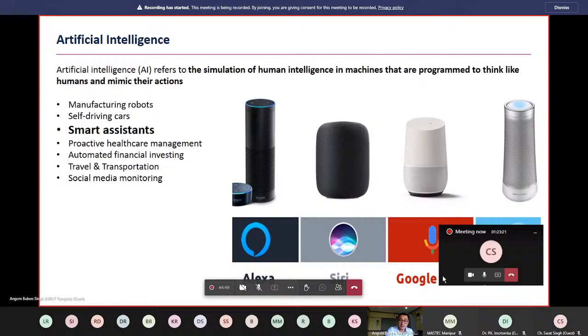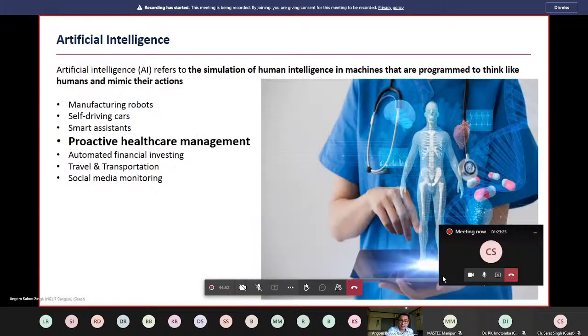And AI is also used in health, like healthcare management. Earlier, it was a reactive kind of thing. When we get ill, there is a symptom, we go to the doctor. Now, AI can be used for proactive healthcare management. That is, before we fall ill, we can have an AI program diagnose our data and predict that we are going to have such and such kind of risks, so that before the illness strikes, we may take some preventive measures. So this is what AI is doing right now.